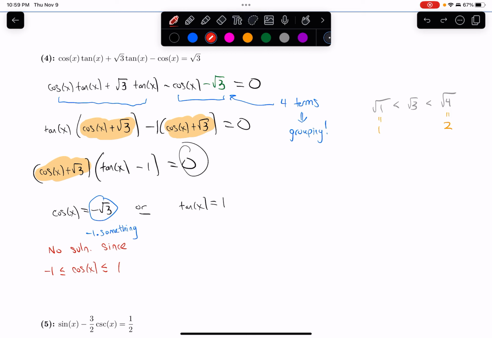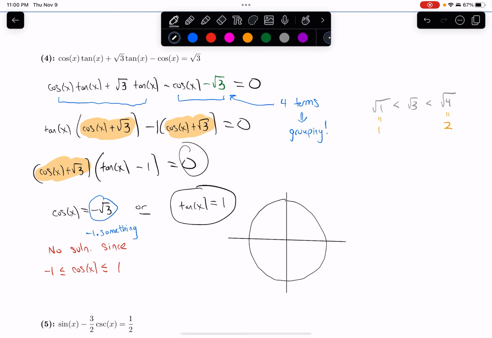I still have one more equation to consider. I also need to think about when tangent of x is equal to 1. So I go to my unit circle, draw my axes, and draw my circle. If we already recognized what angles worked here, I might not need to draw the unit circle. I'm just drawing it for additional practice every time we do one of these.